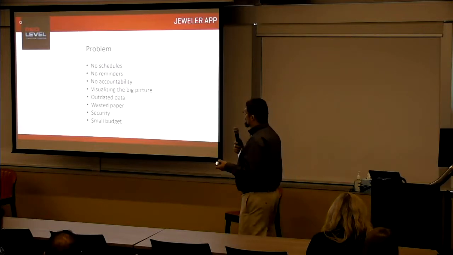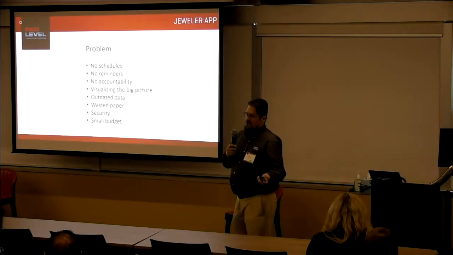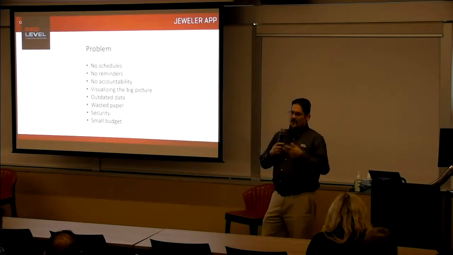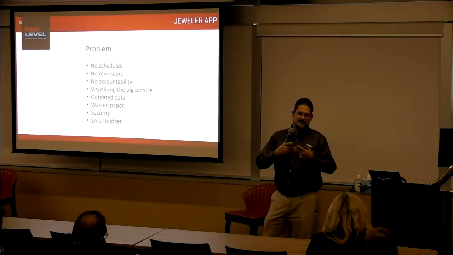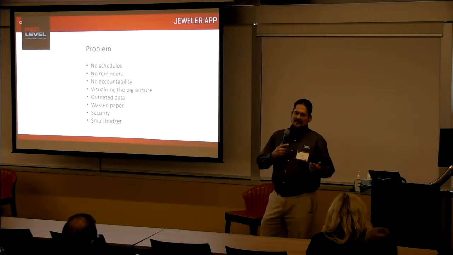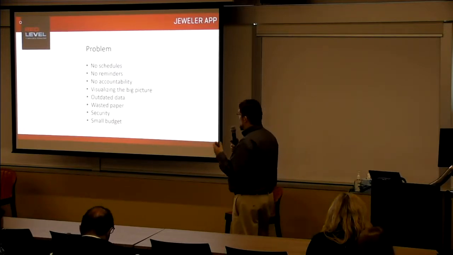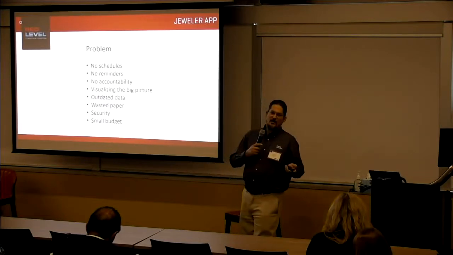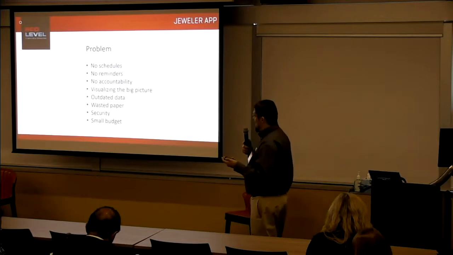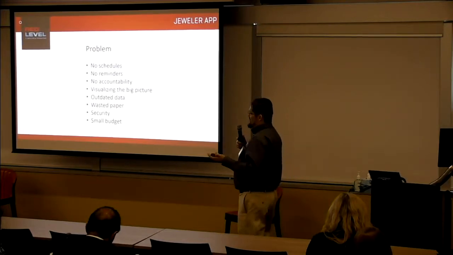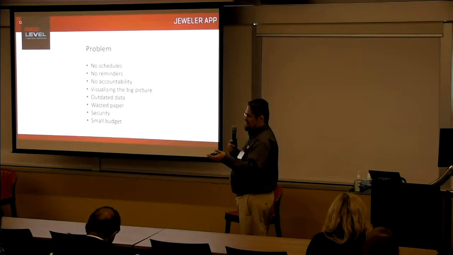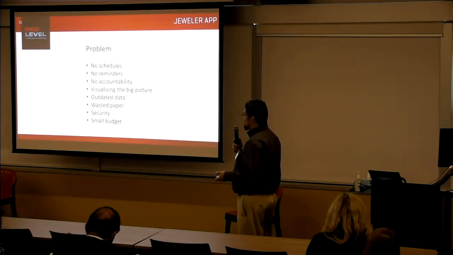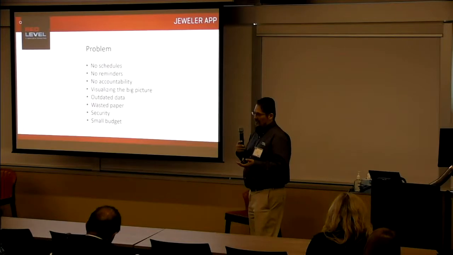But there were no actual schedules saved. They had their primary CRM system where everything was entered in, but there was nothing automating that, nothing running on that data. So there were no schedules, there were no reminders, there was no accountability. They didn't know who was handling what clients just at a glance. They couldn't visualize the big picture. They couldn't see all of the data. It was just kind of hidden in the records system. The data was outdated pretty much anytime they looked at it.